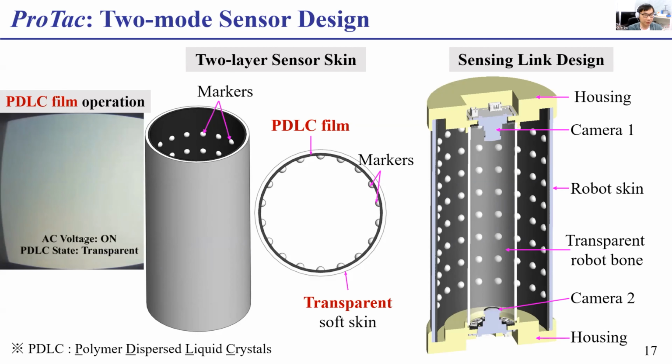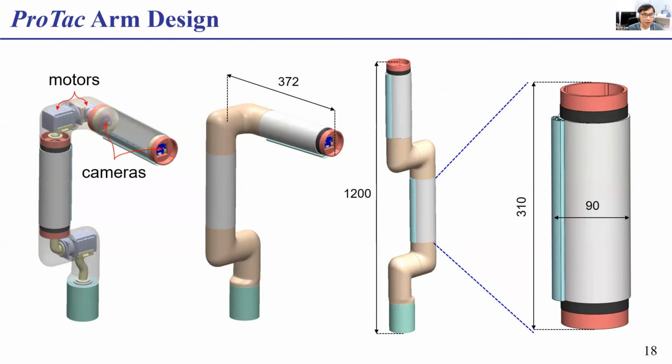As you can see in the left-hand side video, by applying an electrical voltage, the PDLC film switches its state from opaque to transparent so that the external environment can be seen from the inside, which enables the proximity mode. Moreover, it can also return to its original dark state, which is the expected behavior for tactile perception. And this is the construction of a robot arm, which includes two Protect links, which are connected through electrical motors.